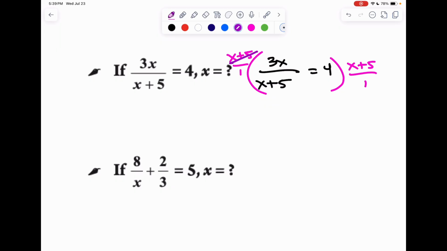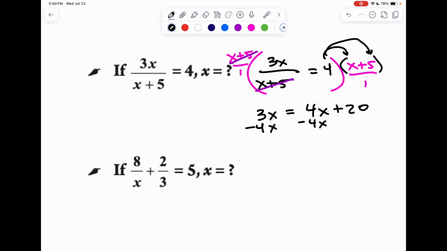The x plus 5's will cancel each other out, and on the left-hand side, we'll be left with 3x. On the right-hand side, don't forget to distribute your 4 to both of the terms that you multiplied it by, so we get 4x plus 20. We're going to subtract 4x from both sides, and that will help us combine our variable terms. They'll cancel out on the right-hand side, and we'll be left with negative x on the left-hand side equals 20. We can divide both sides by the coefficient here, which is negative 1. And that'll leave us with x equals negative 20.